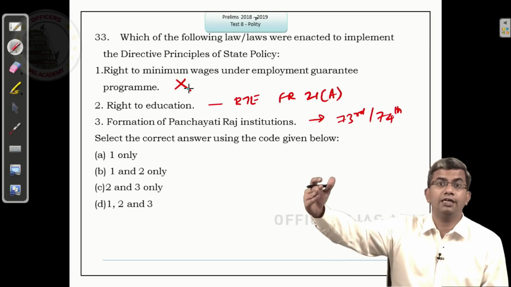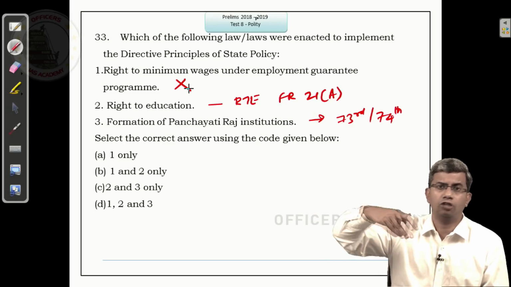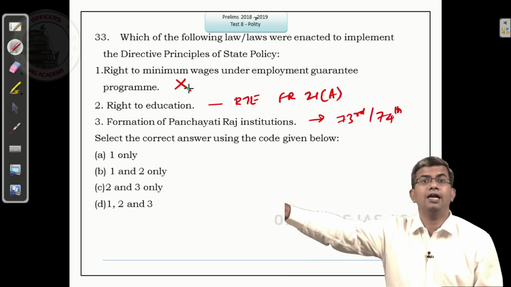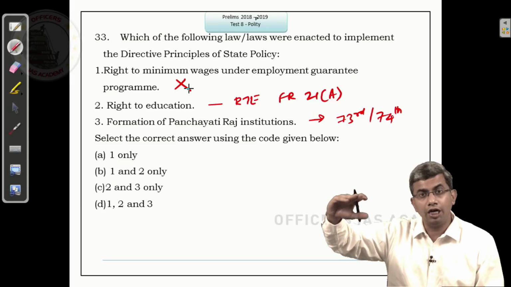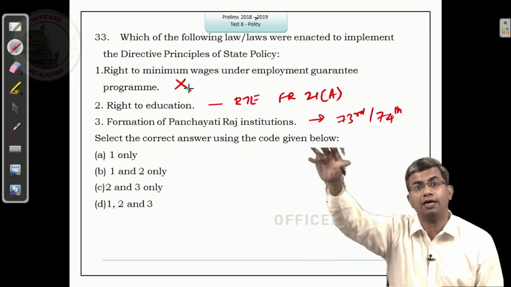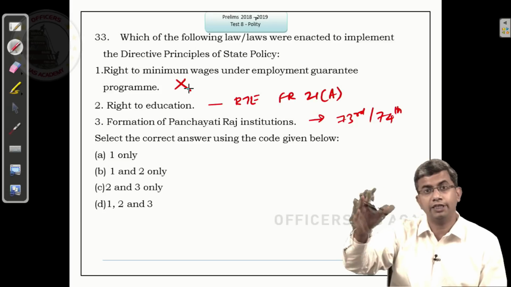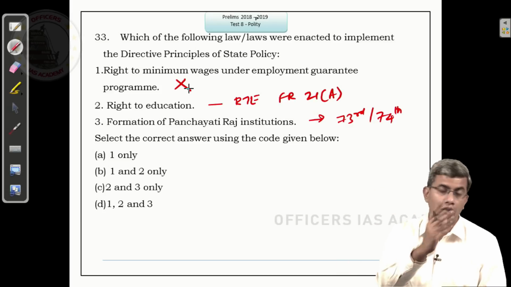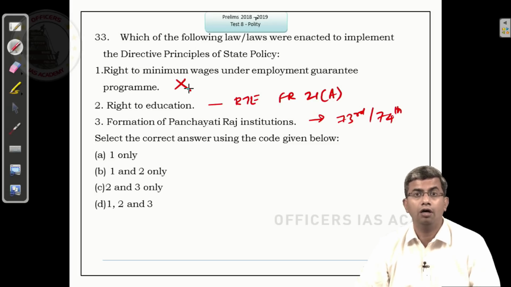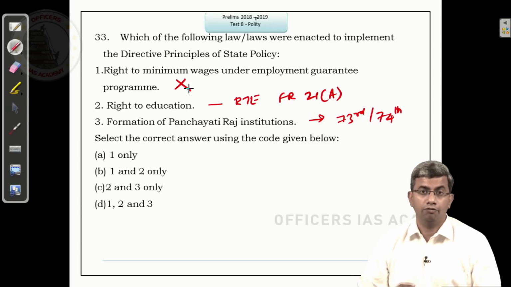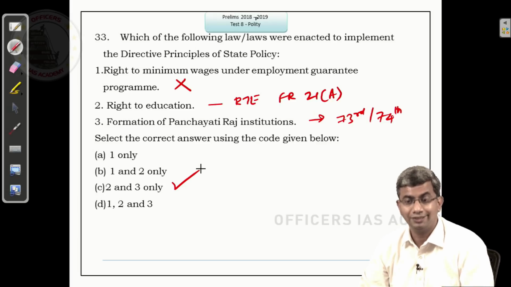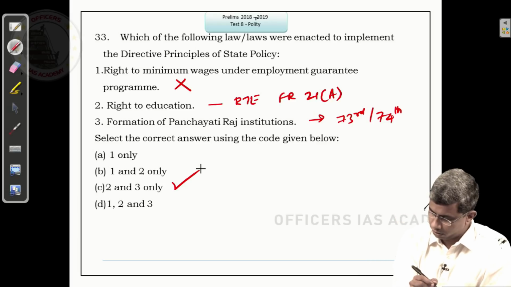Now, there were various Panchayat Raj enactments which were enacted by various states based on the Balwant Mehta committee, based on various other committees, starting from 1957 till 1992. And after 1992 only, it became a constitutional amendment in itself and Part 9 and Part 9A were added for Panchayats and municipalities. But Panchayati Raj institution enactments flowed from the directive under Article 40. So the correct answer for this question, or the most appropriate answer, is C, 2 and 3 only.